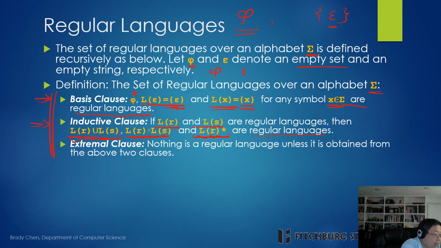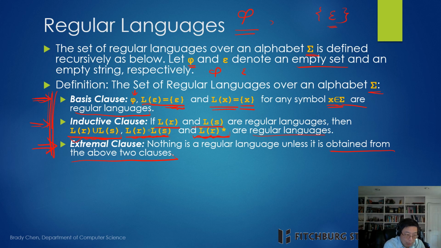Okay. Now the last rule, rule number 3, is called the extremal clause. So nothing is a regular language unless it's obtained from the above two clauses. So everything built from the basic clause and the inductive clause are the regular languages, and nothing else. That's the regular language. Now, that's a definition, the recursive definition.